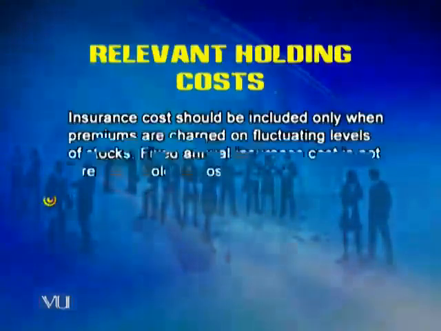But if you are insuring the stock itself, this means that each time the stock inventory level goes down, the insurance premium will go down. It will be based on the level of inventory. And each time the inventory level goes up, the insurance cost will also go up, the premium will be increased. This variable type of insurance cost is a relevant cost for our computation. It is a part of the relevant holding cost.